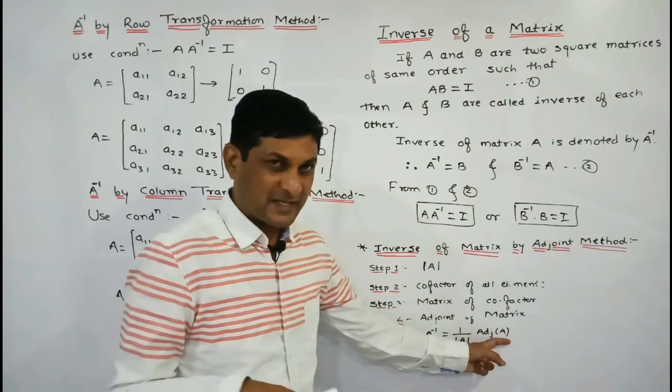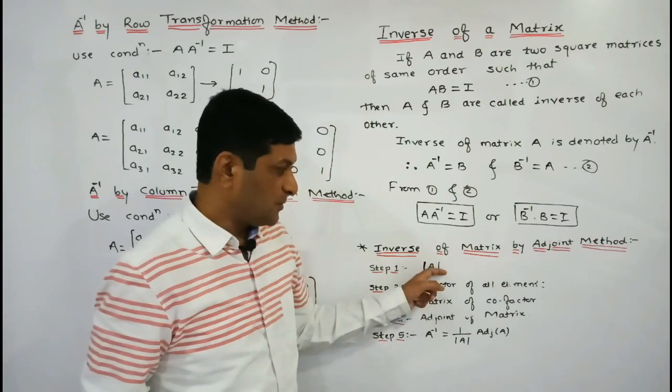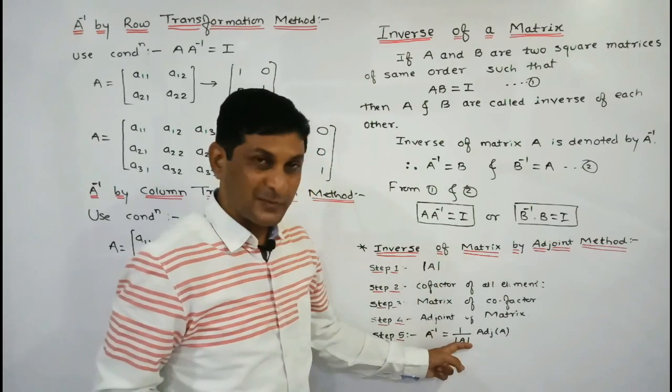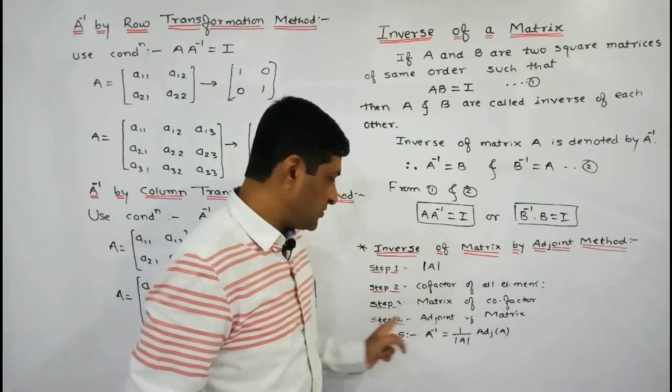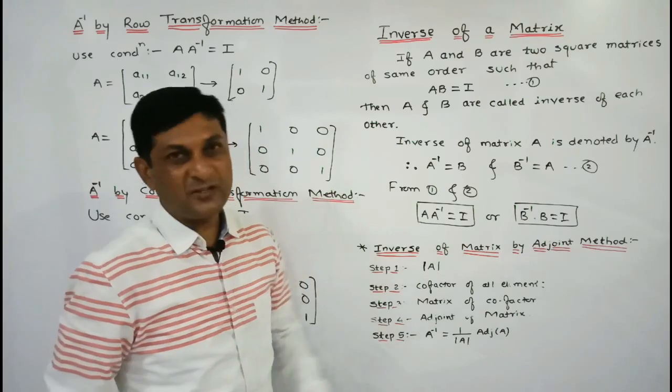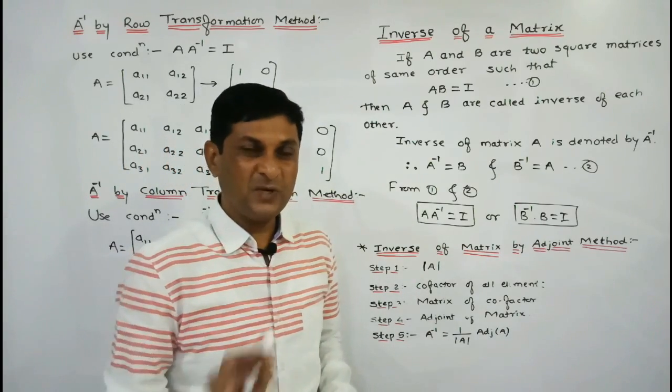Adjoint of A is a matrix and determinant of a matrix means what? One number. So whatever the value of determinant we are getting, substitute here the value of determinant, and here write down the matrix which you are getting in step 4, that is the adjoint matrix. So applying this formula we are able to find the inverse of a matrix.